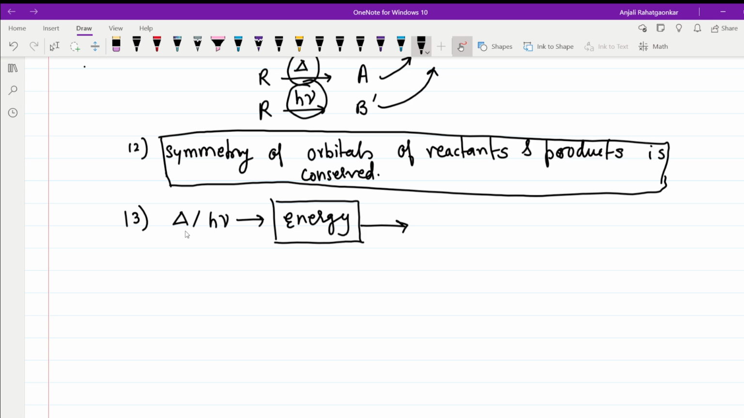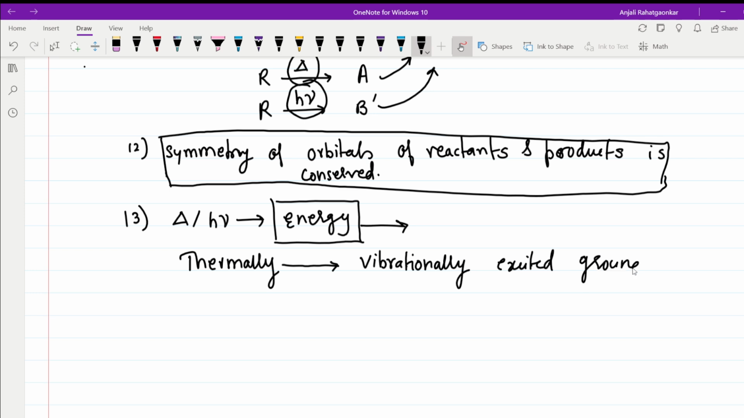How? Thermally and photochemically. So I can mention here that the thermally induced reaction will give you only the vibrationally excited ground state. Vibrationally excited ground state. This is the difference. You can see vibrationally excited ground state. All right.